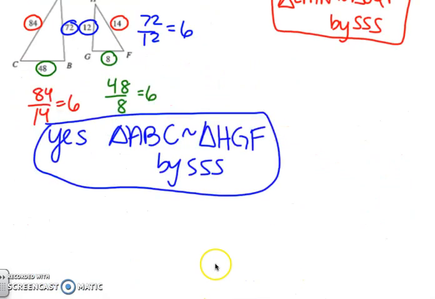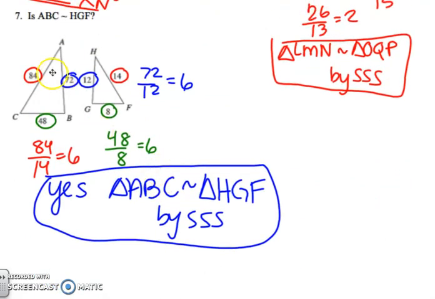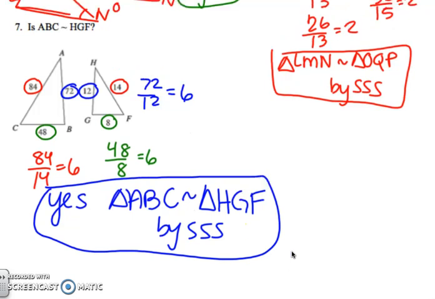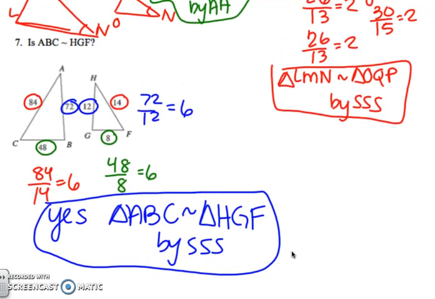Over here, if you don't know what sides to check, I always go largest over largest. I went smallest number over smallest number and got 6. Same thing, check your two medium sides. Since they have the same proportion, yes, they are similar triangles by side-side-side. Let me know if you have any questions on proving two triangles are similar.